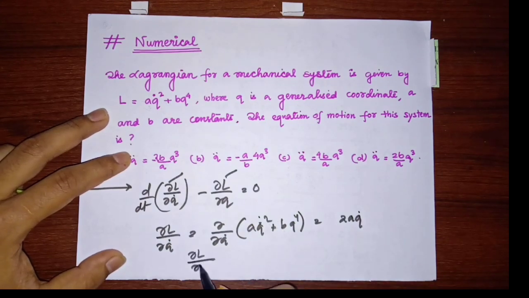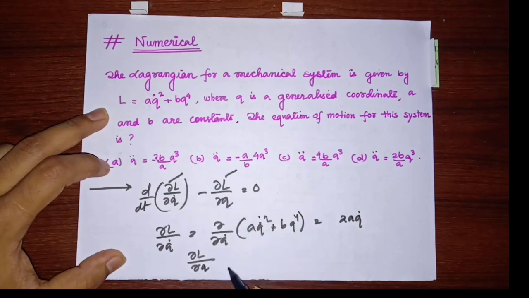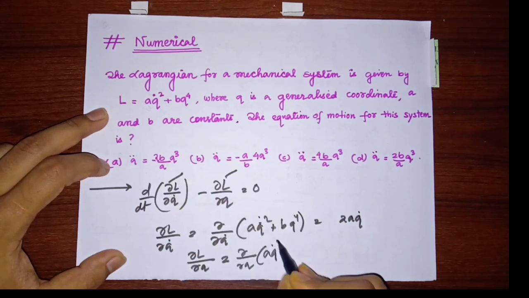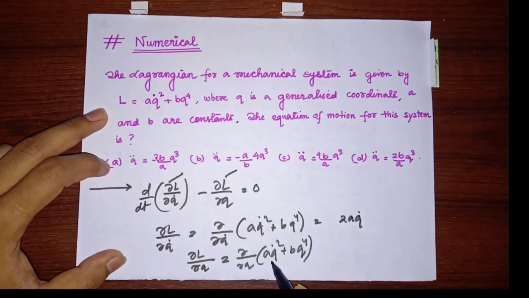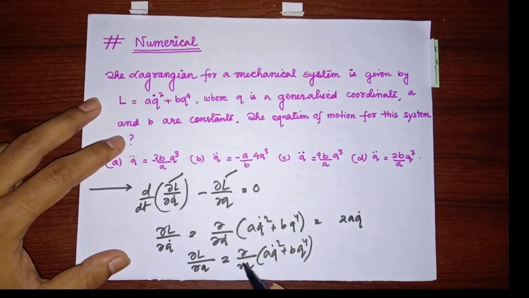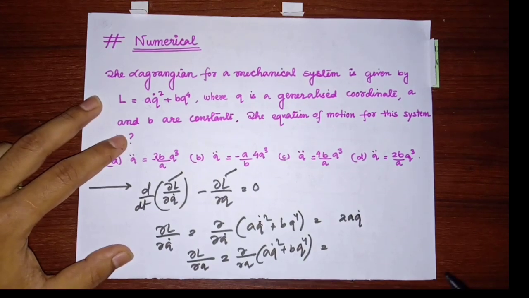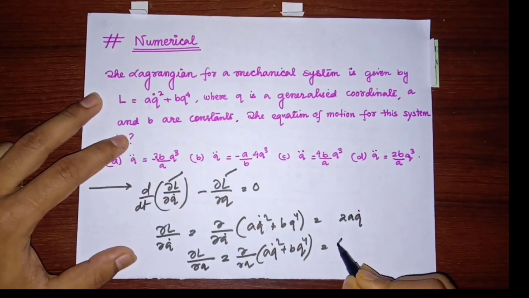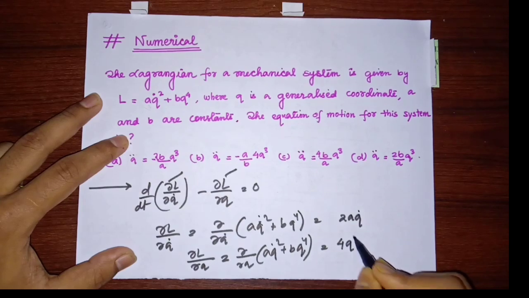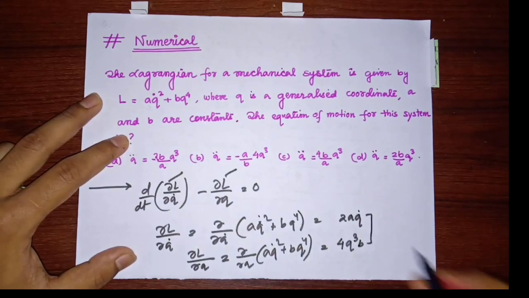Now del L by del q. Similarly, this part doesn't contain q, so the partial differential of this part is 0. So only this part remains: d by dx of x to the power 4 is 4x cube, right? It will be 4 q cube, and b is there. So these are the two terms.